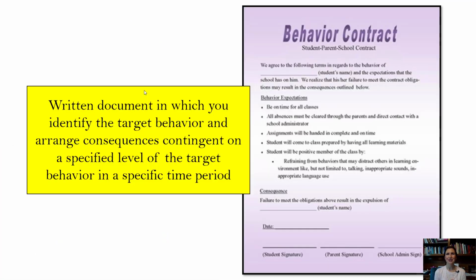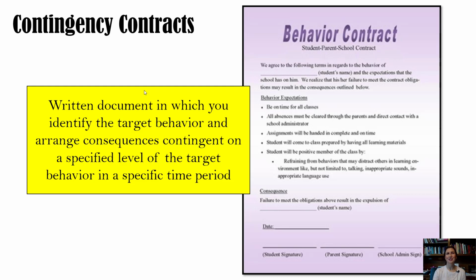Okay, last thing we're going to talk about is contingency contracts. So these are written documents in which you identify a target behavior and arrange consequences contingent on a specific level of the target behavior during a specific period of time. So here's an example of a behavior contract. Basically you want to have the student's name on there, you want to have the behavior expectations and the consequences.